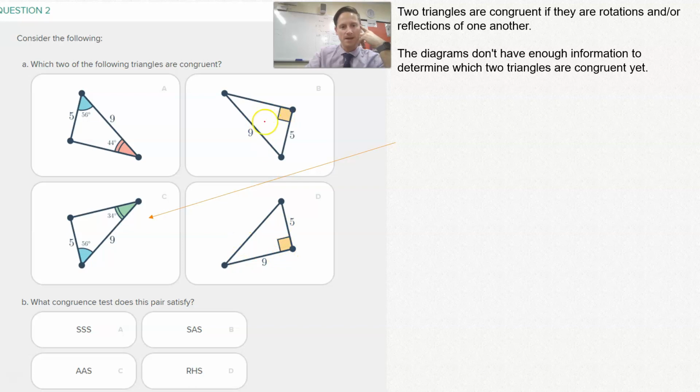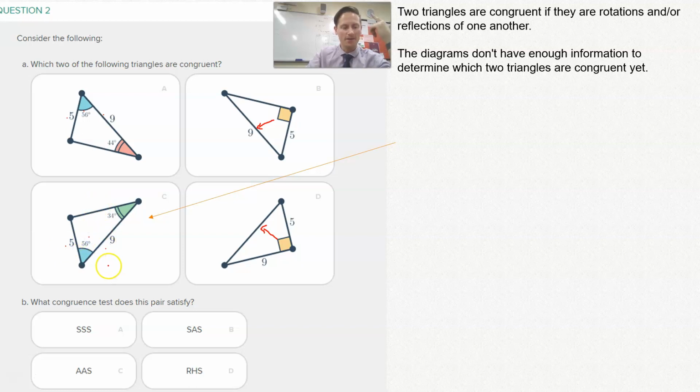So let me show you what I mean. Opposite this right angle, we've got a number 9, and opposite this right angle, there's no number. The 9 is actually down there. So they are not congruent at all, even though they look similar. So that's where it can be quite tricky, okay? Now, what information do we have here? We've got a side of 5, an angle of 56, and a side of 9, okay? So we might be able to go side, angle, side. Let's look at this triangle. Side, angle, side.